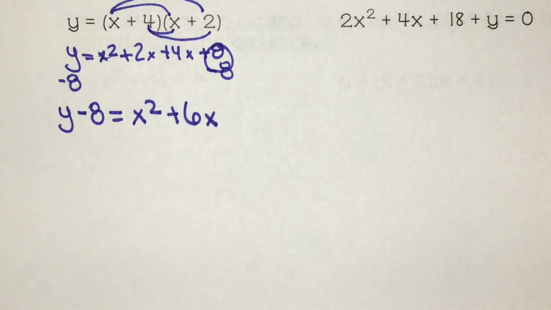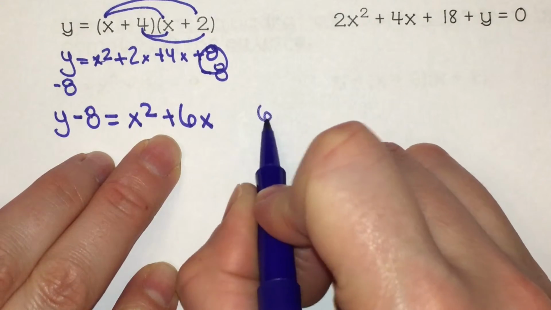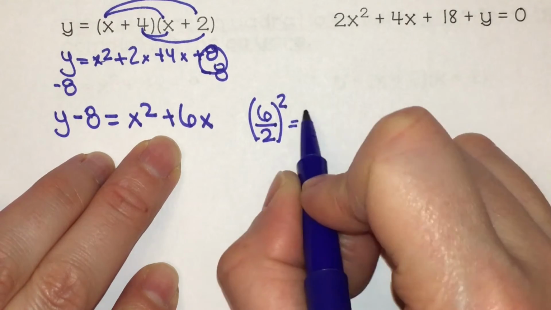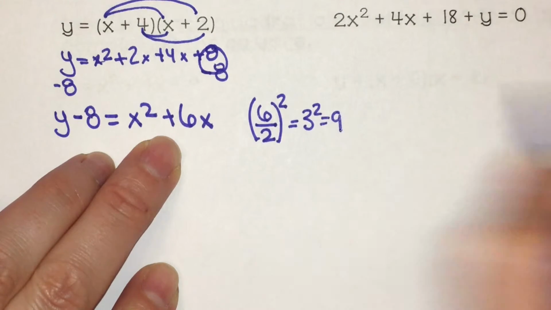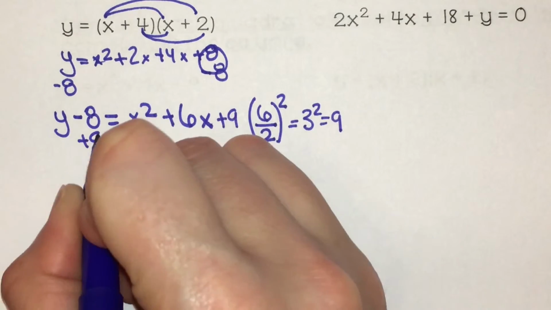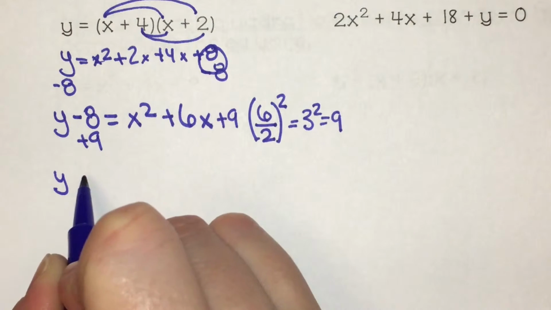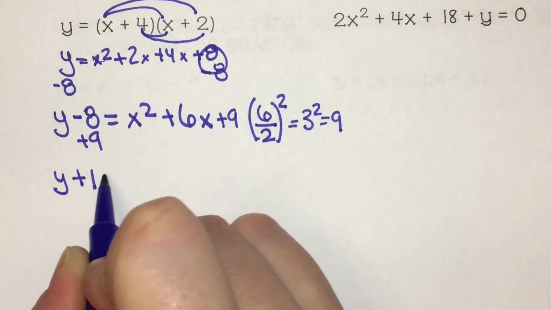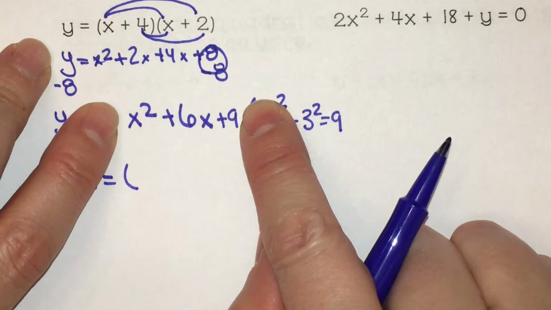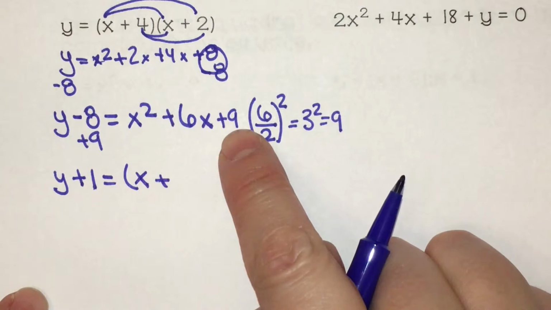All right, so I'm going to complete the square. I have to take the number multiplied by x, which is 6, divide it by 2, and then square it. So 6 divided by 2 is 3, and 3 squared equals 9. So that means I'm going to add 9 to both sides of the equal sign. So we have y minus 8 plus 9 is positive 1, equals, okay, I'm going to factor this. It's a perfect square now. So the square root of x squared is x, plus the square root of 9 is 3.